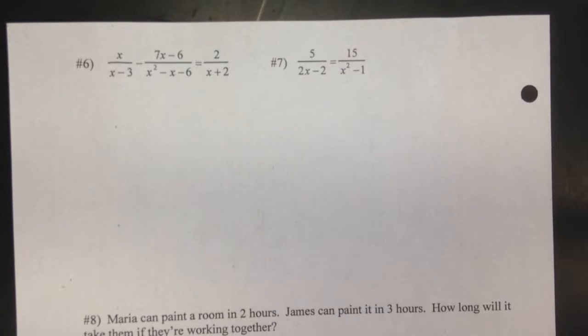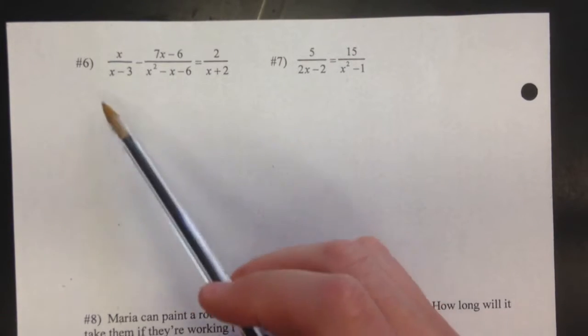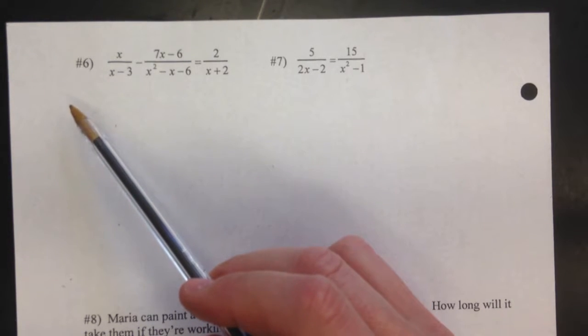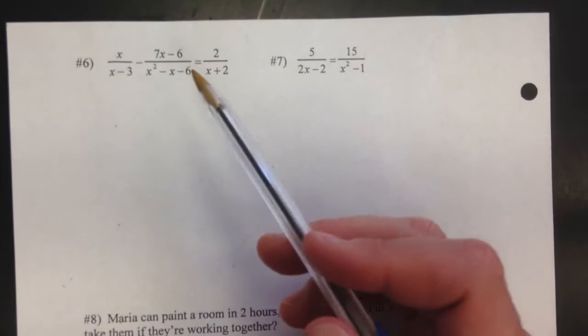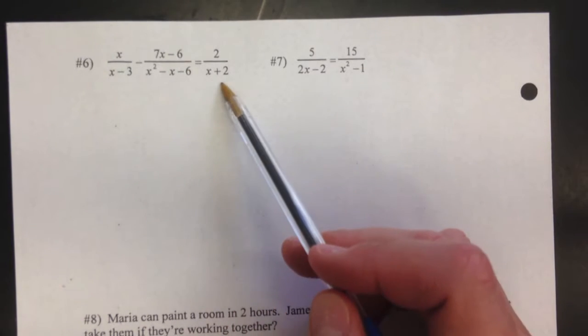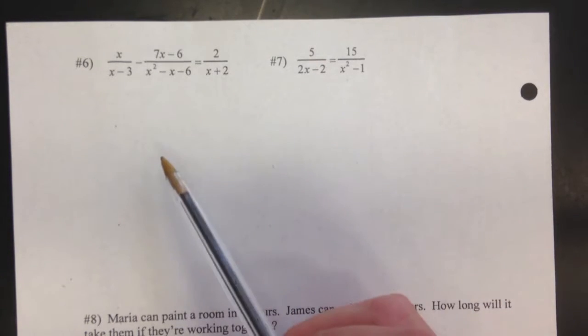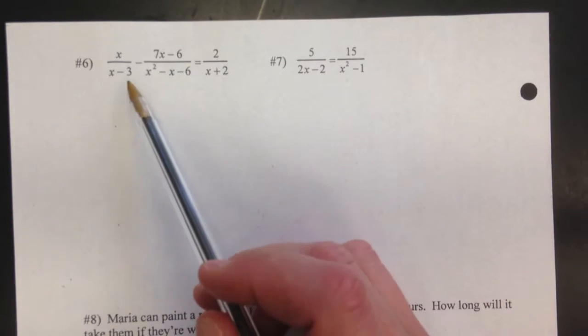Okay, we're back for part 2. So part 2, we're actually at number 6 here. This is on the back of the paper. We skipped number 5. We'll see if we have time to get to it. All right, number 6. That looks kind of complicated right there. Well, let's go ahead and see what we can do with that.